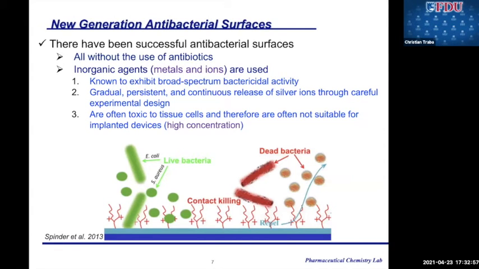There have been many successful antibacterial surfaces, and these surfaces do not often use antibiotics. One of the most effective strategies involves the deposition of inorganic agents, such as metals or even ions, to a surface. These coatings are known to exhibit a broad spectrum of antibacterial activity. They have a gradual, persistent, and continuous release of silver ions, and this is all because of careful experimental design.